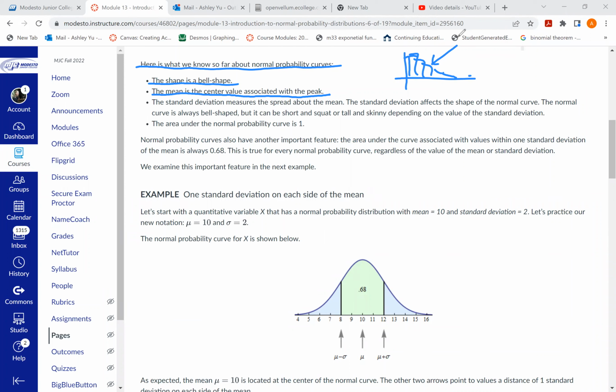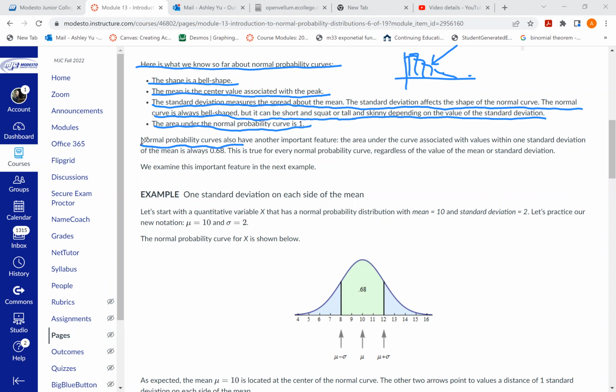as a center value. The standard deviation measures the spread about the mean. The standard deviation affects the shape of the normal curve. The normal curve is always bell-shaped, but it can be short and squat or tall and skinny, depending on the value of the standard deviation. That's kind of what we talked about on the previous page. The area under a normal probability curve is 1.